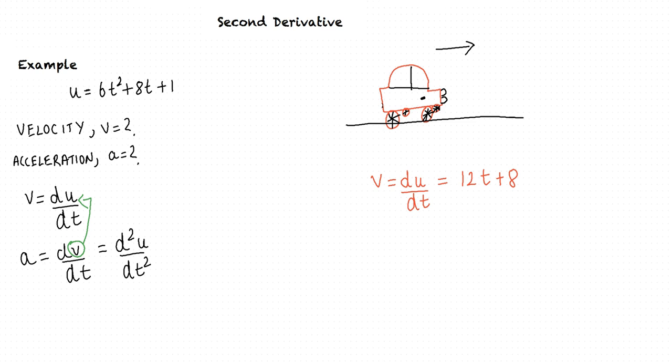Okay, to determine the velocity, v equals du by dt, which equals 12t plus 8. And then acceleration, which is the second derivative of displacement, is obtained by differentiating the first derivative, which is velocity. Thus, a equals dv by dt, which also equals d square u by dt square, which equals 12. Thus, at any instant, we can determine the velocity of the car, and it is also interesting that the acceleration of the car is a constant.